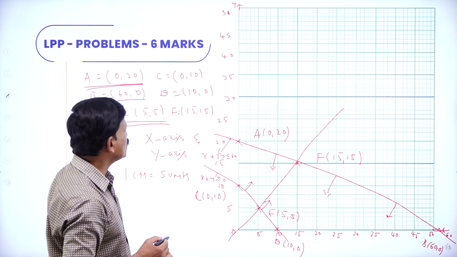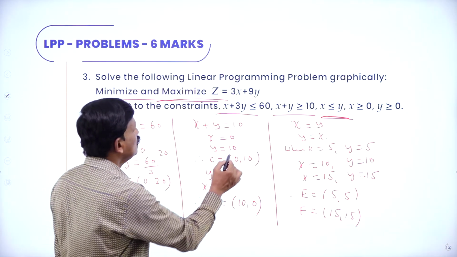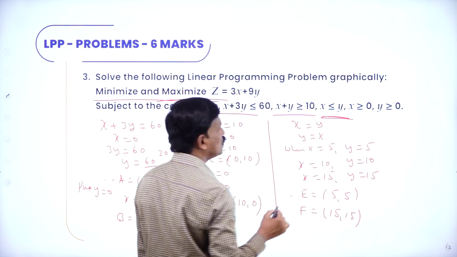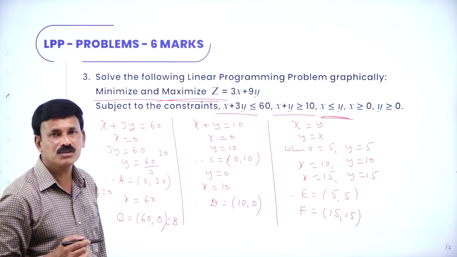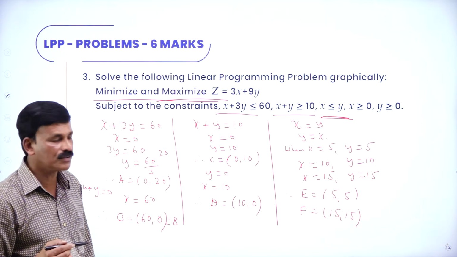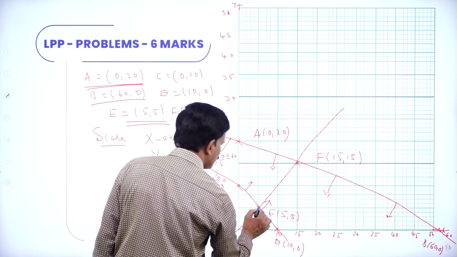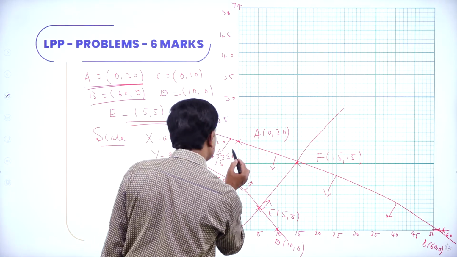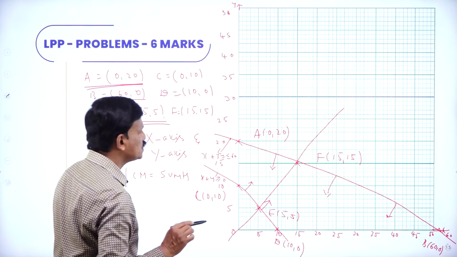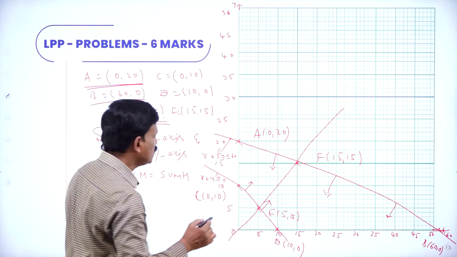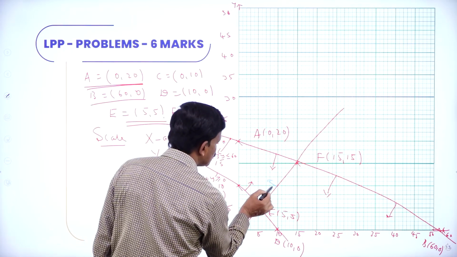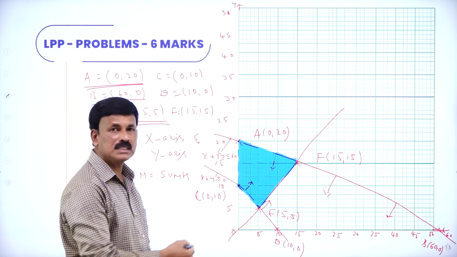Now what is the condition here? x is less than or equal to y, that is, x ≤ y, with the boundary x = y. So therefore this is the feasible region. The region is this. The shaded region is the feasible region.